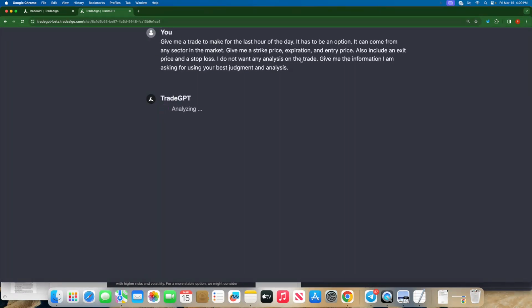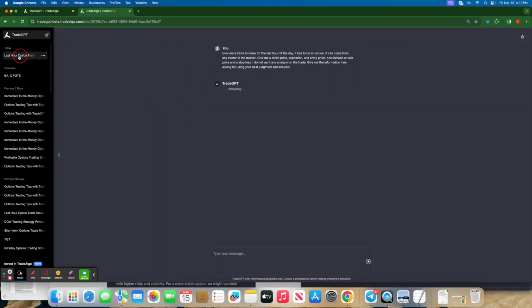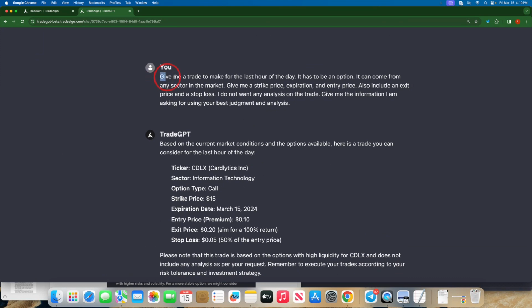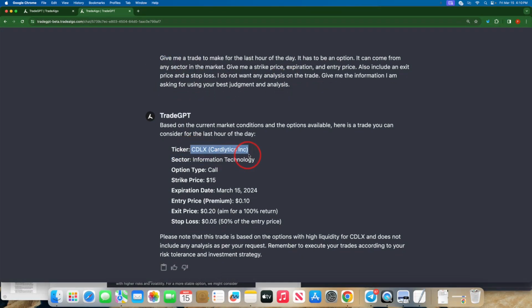I said, give me a trade to make for the last hour of the day. It has to be an option. It can come from any sector in the market. So I went back. I'm going to go here to the exact conversation that I had with TradeGPT where I told it to give me a trade to make for the last hour of the day. What it told me was CDLX. It's an information technology stock. It gave me the call, gave me the strike price, the expiration date, March 15th, 2024, and only a 10-cent contract, a very low-cost contract here on CDLX.